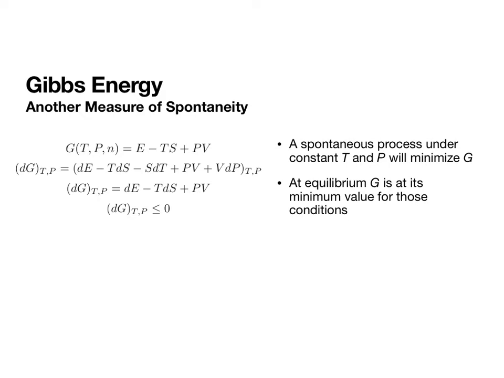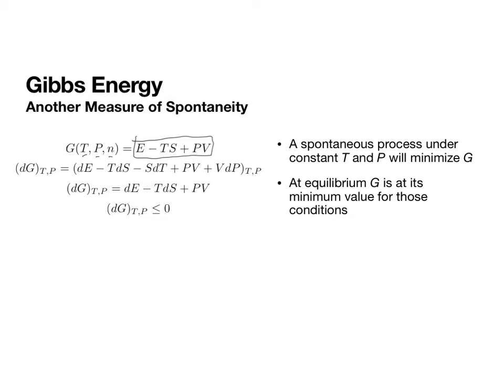The Gibbs energy is a really key property, and it turns out that this is another measure of spontaneity. If we think back, we defined that the Gibbs energy is a function of temperature, pressure, and moles. These are the three things that we tend to be working with in experimental conditions. The Gibbs energy is defined based upon the relationships that we worked out in Chapter 7 as the energy minus TS plus PV.